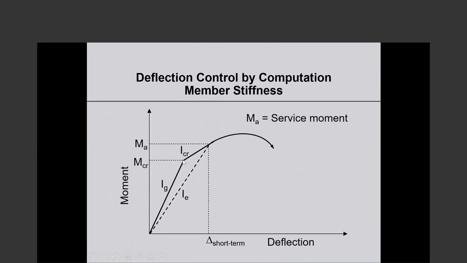So this is our mental picture: initially the section has gross moment of inertia. Then when it cracks, it has cracked moment of inertia. M sub cr is the cracking moment. M sub a is the service moment, the moment caused by service level loads. And the slope of this line is the effective moment of inertia. So I gross, I cracked, and I effective.